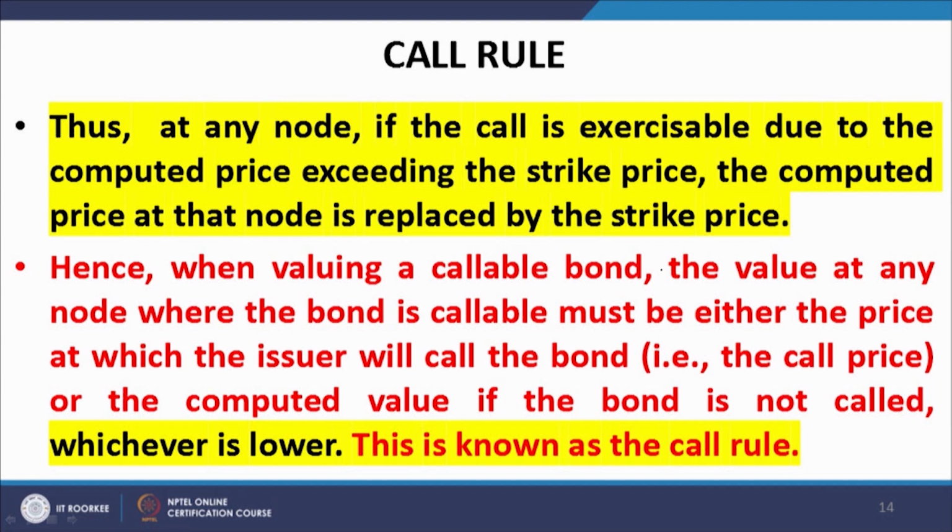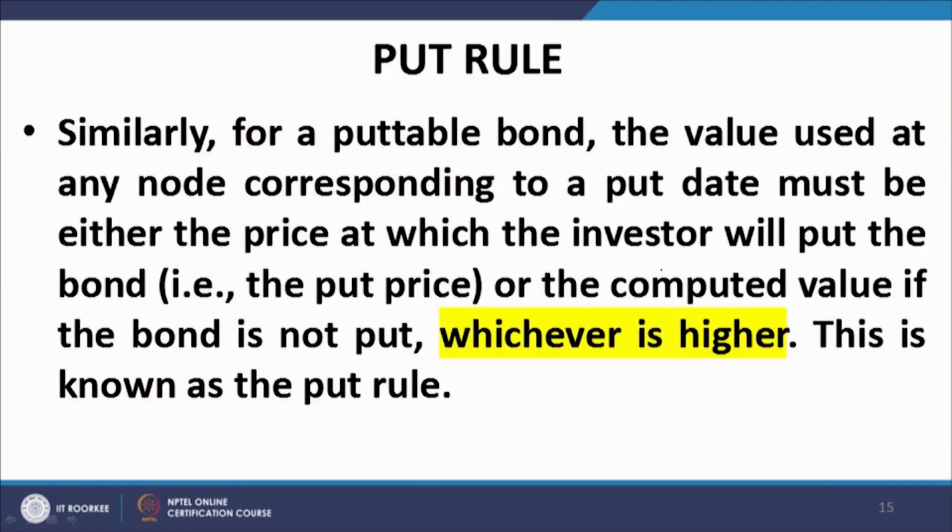I repeat, at every node we will compare the computed value with the exercise price of the call option relevant to that particular node, and we will see whether the exercise price is lower than the computed price at that node. If the exercise price is lower, we shall replace the computed price with the exercise price, on the premise that the issuer of the instrument will exercise the call option and call back the bond at that particular node, if that node materializes. This rule is called the call rule.